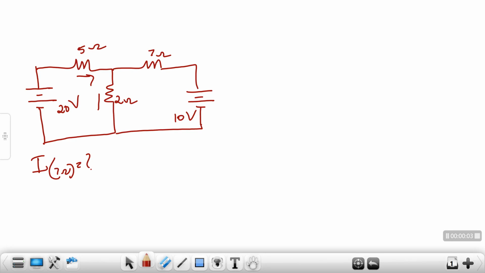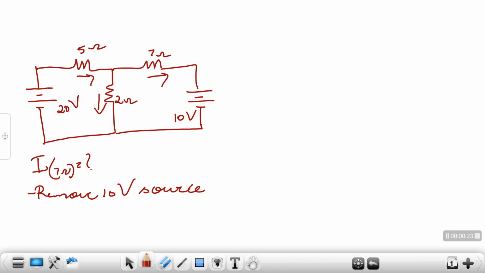Now what we have done is, for this circuit, we have said that we will consider one source, that is, we have considered the 20 volt source. So we have to remove the 10 volt source. Now how do you remove the other energy sources?